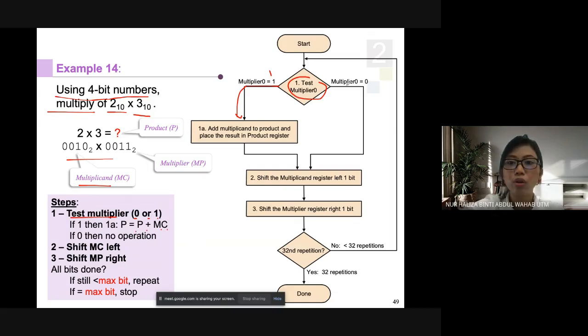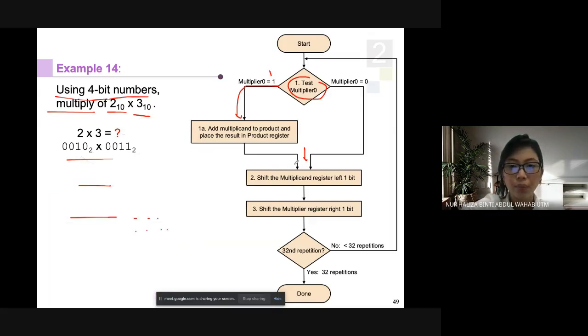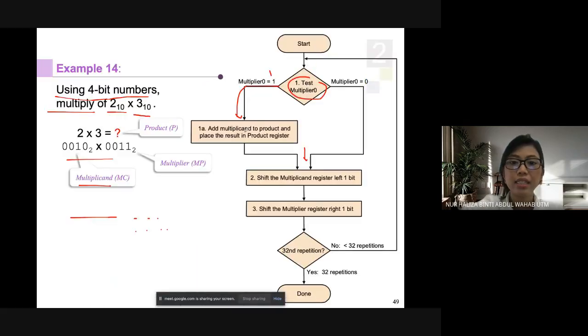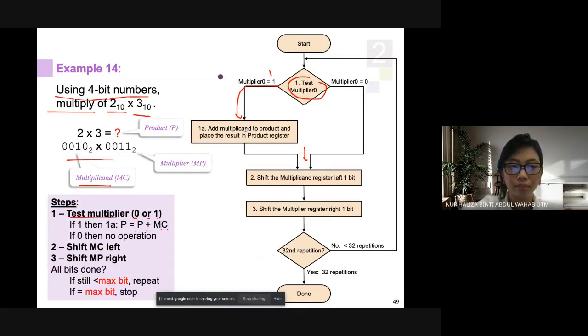Then if it is 0, there is no operation, so you go directly to your shift. So this one is only just a representation of what is happening here. And this is the flow chart. And you shift the MC left over here. Shift the multiplicand register left 1 bit, and shift the multiplier register right with 1 bit.